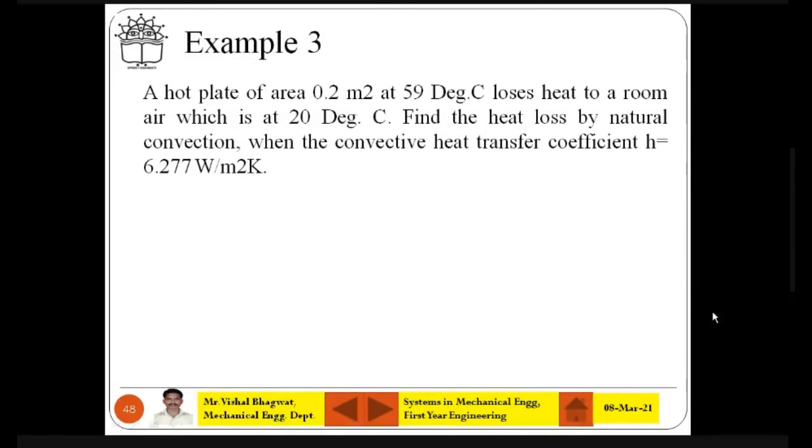There is a hot plate of area 0.2 meter square, that is a hot plate which is having 59 degree Celsius heat losses to the room.